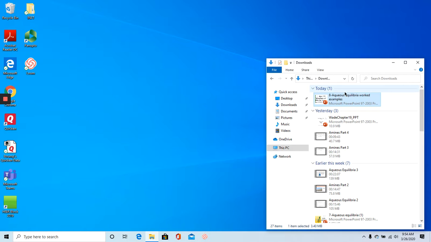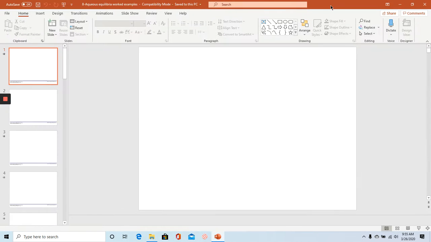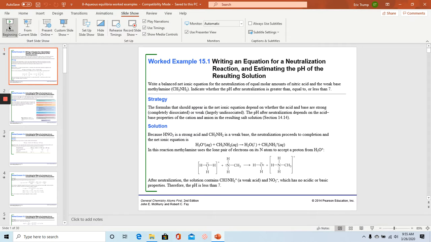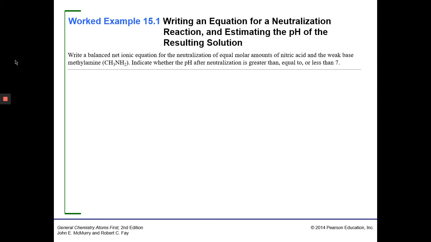All right, next we'll look at some worked examples of aqueous equilibria. Okay, the first question is, write a balanced net ionic equation for the neutralization of equal molar amounts of nitric acid and the weak base methylamine, CH3NH2. Indicate whether the pH after neutralization is greater than, equal to, or less than 7. Okay, remember nitric is a strong acid.